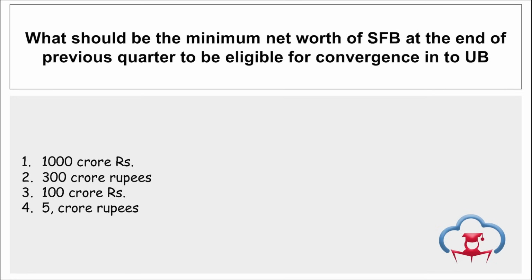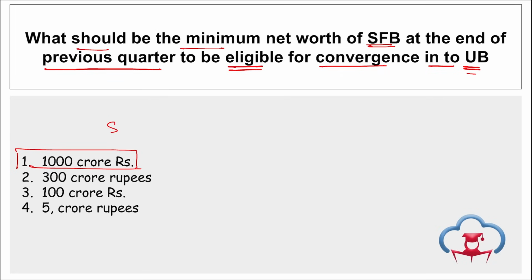Let's move on. Next is, what should be the minimum net worth of a small finance bank at the end of the previous quarter to be eligible for conversion into UBs? So what is the minimum capital requirement for a small finance bank that has been laid out by RBI, the Reserve Bank of India, to convert into UBs? What are UBs? Universal banks. So RBI has laid out the framework and these small finance banks should have a minimum paid up capital of 1000 crore rupees in order to convert from a small finance bank into a universal bank. Correct? Take a note of this.